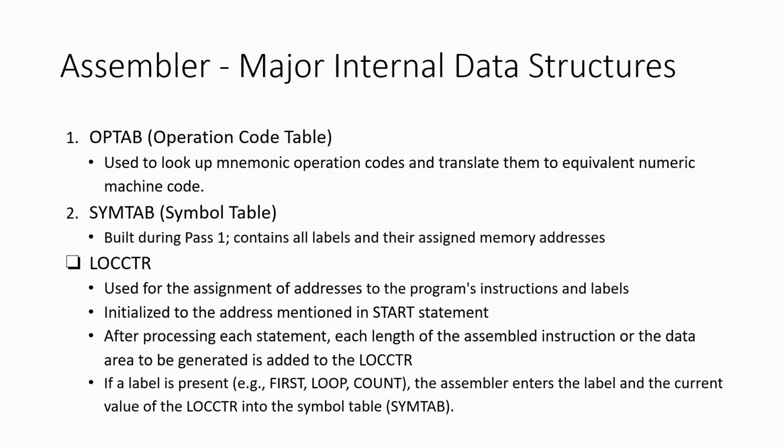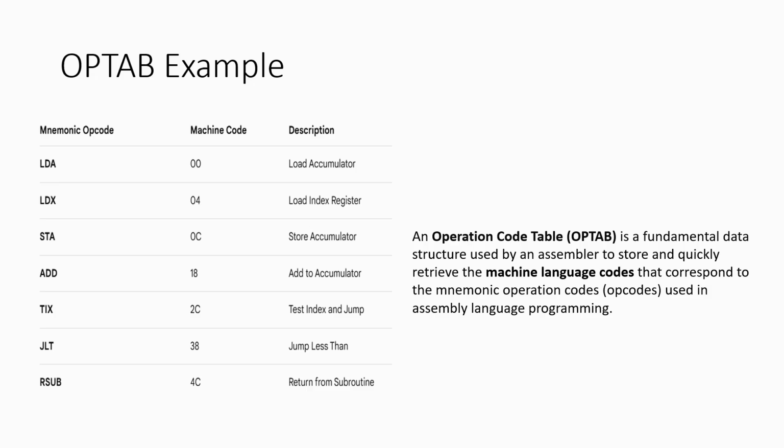There are two major data structures involved in the assembler. One is the op table and the other is the symbol table. The op table contains the lookup of the mnemonic operations, and the symbol table contains all the labels and their corresponding memory addresses. We also have something called the location counter, which is mainly used for the assignment of addresses to each program instruction and label.